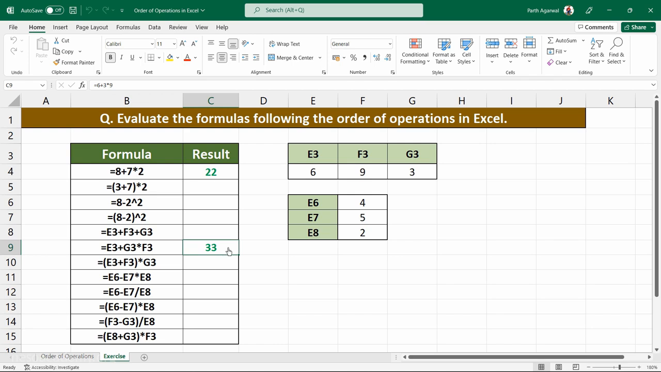Now you have to evaluate the remaining formulas yourself. And I wish to see your answers in the comment section below.